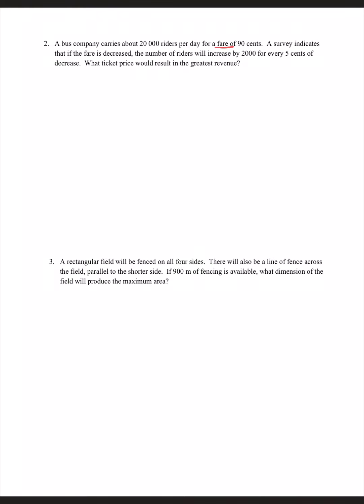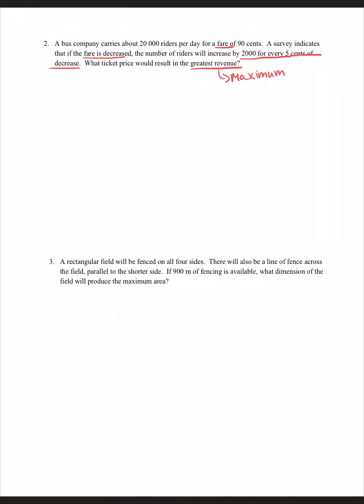It says a survey indicates that if the fare decreased, so if there was a decrease in fare, the number of riders will increase by 2,000 for every 5 cents of decrease. What ticket price would result in the greatest revenue? So greatest revenue, that sounds like to me maximum. So we're trying to find our maximum revenue. Okay. If we're trying to determine what the decrease should be, it's saying that when it decreases the fare, it's going to do so in 5 cent increments.